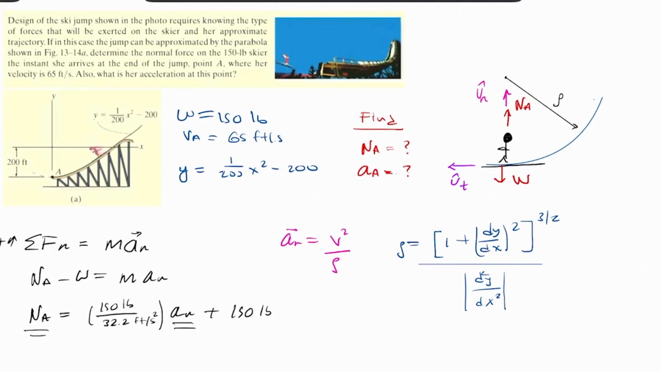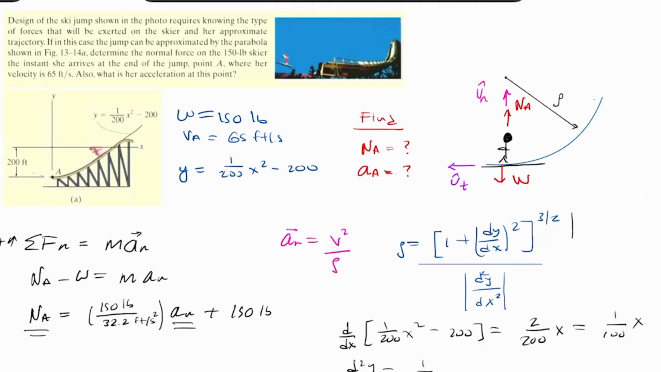So the first derivative with respect to x of 1 over 200 x squared minus 200 will be 2 over 200 x, or 1 over 100 x. And if we take the second derivative of this, or the derivative of the derivative, this will be equal to 1 over 100.